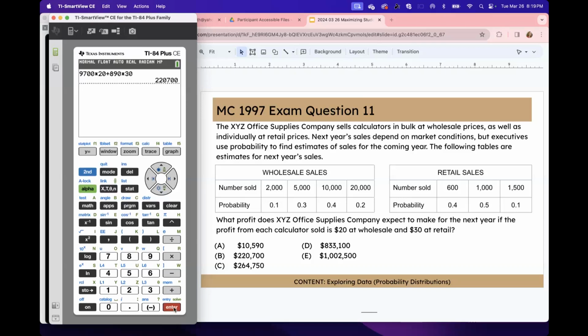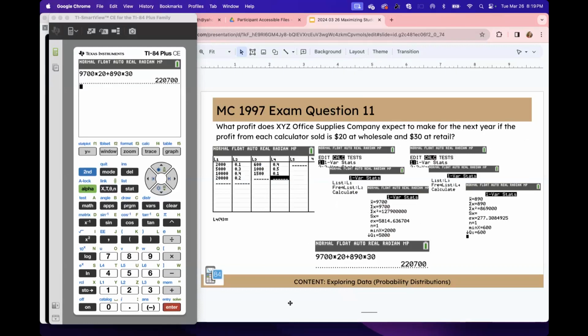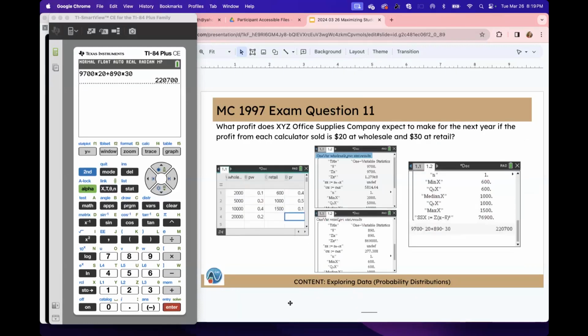So I used the calculator very wisely, I think, because I had data, I put it in and used the calculator to do the calculations for the expected values for me. And it was kind of a little bit different from a probability distribution. You'll see the slides for the 84, the Nspire.